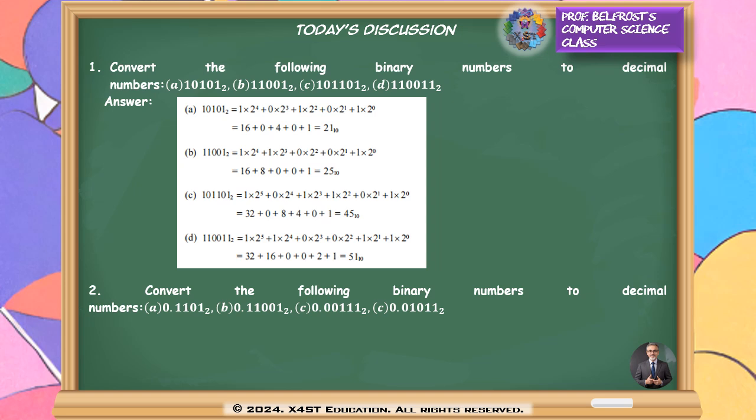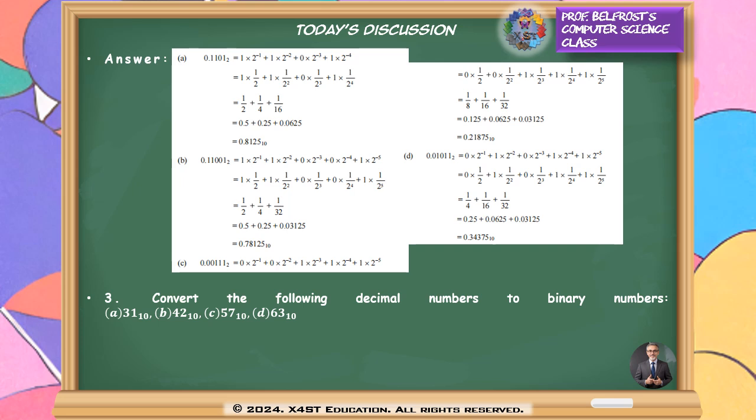Number two, convert the following binary into decimal numbers, but this time it is in fraction. In fraction we do the reverse. In integer we multiply by 2, but with the place value of a fractional number, we multiply by half. Half raised to the power of its place, or 2 raised to the power of negative n. It's the same thing. As before, we just need to multiply one by one and sum them together.